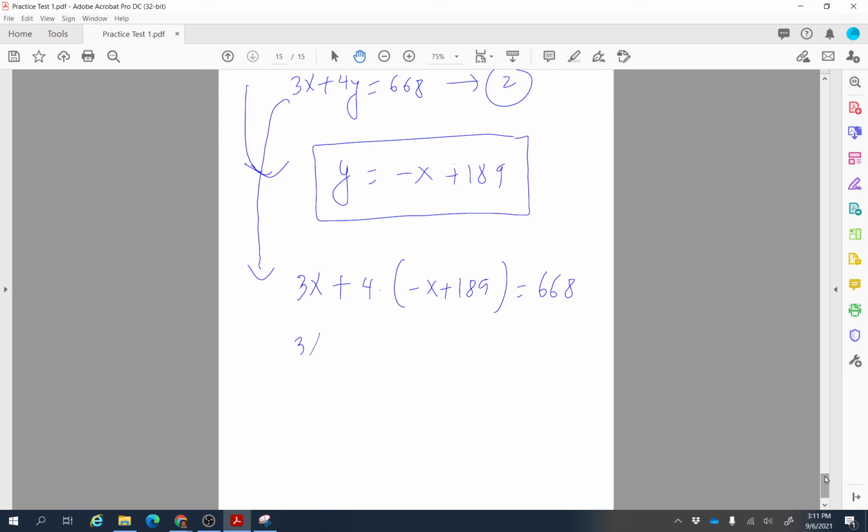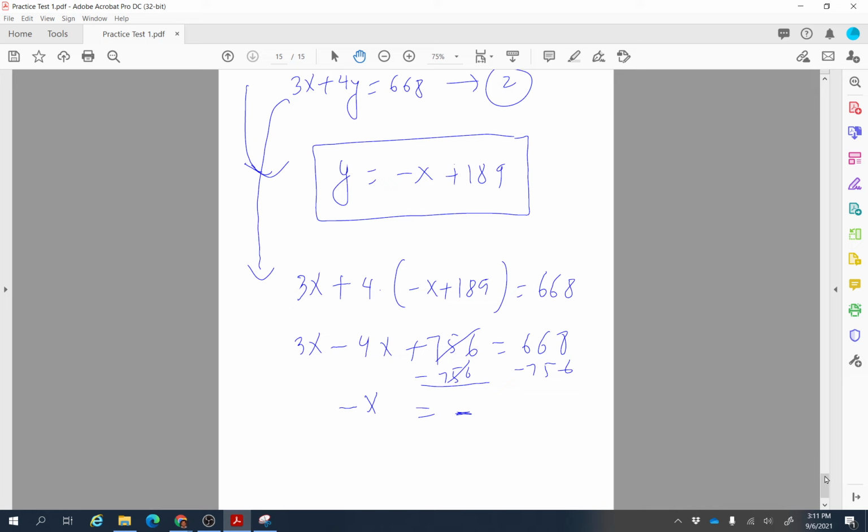Now we need to solve for x. Distribute this 4. 4 times 189 is 756. Solve this, we can combine: 3x minus 4x is negative x. And if we subtract 756 from both sides, on the right side we're going to get a negative number because 756 is bigger than 668.